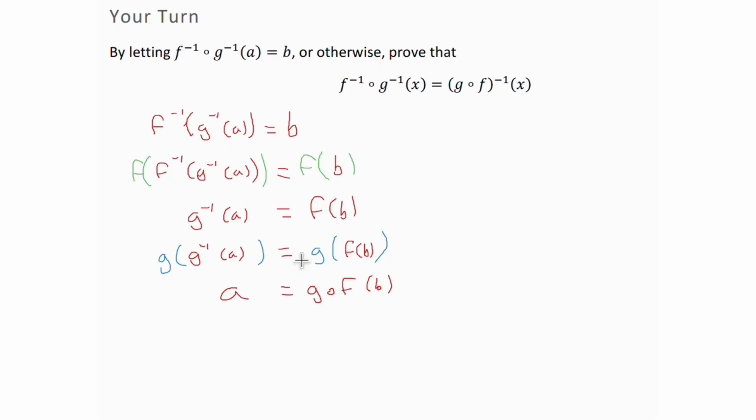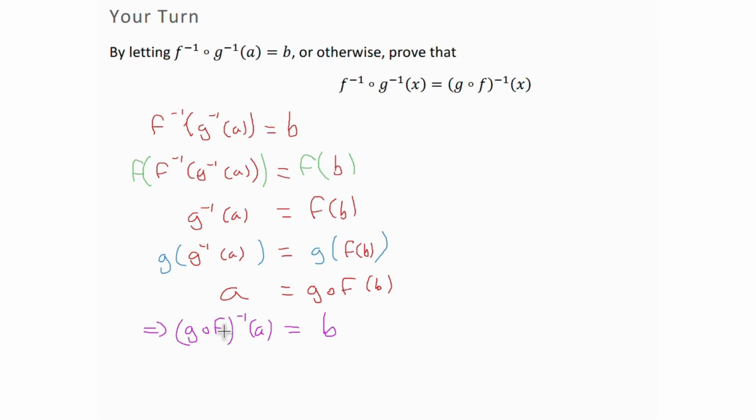Okay. So now that we have that, how can we show that these two things are the same? Well, actually, we're basically there. Because if we know that A is equal to G composed with F of B, by the basic rules of inverse functions, that means that G composed with F inverse of A is equal to B. The inverse of the output is equal to the input.